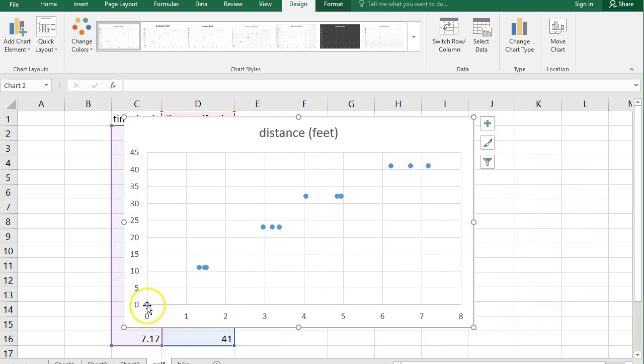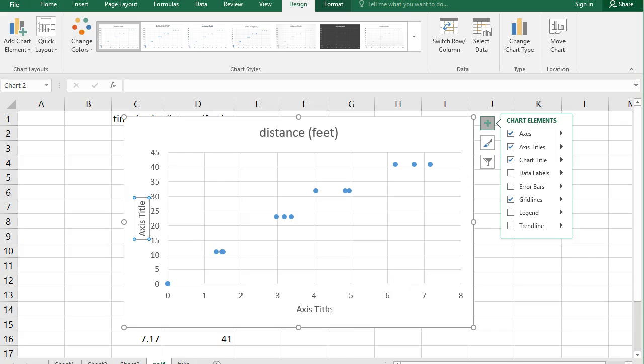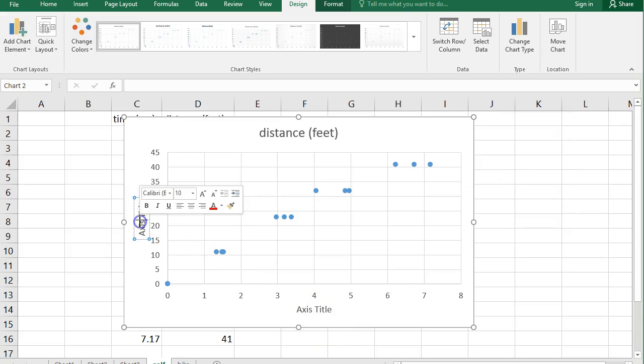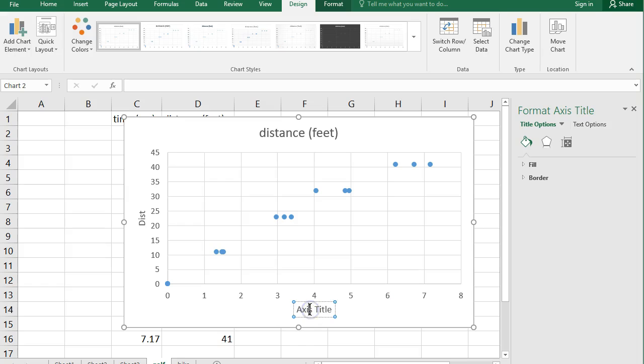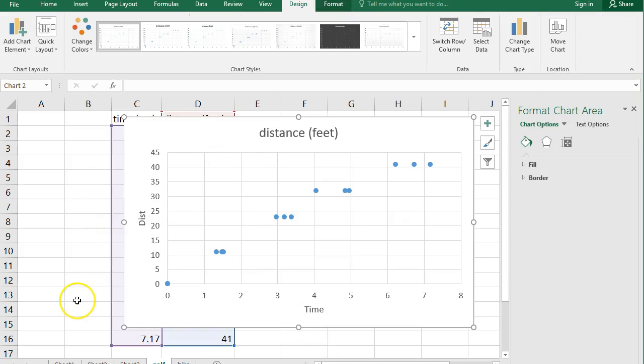One of the problems I already have is that this doesn't have axis labels, so you don't know what these numbers mean. So we're going to click on the little plus next to the chart and check axis titles. And then we're going to go in here and change these. I'm going to make this one my y-axis, and that's going to be the distance. And the x-axis is my time. So I'm going to double click that, and we're going to make this one time. Now I have the labels put in properly.